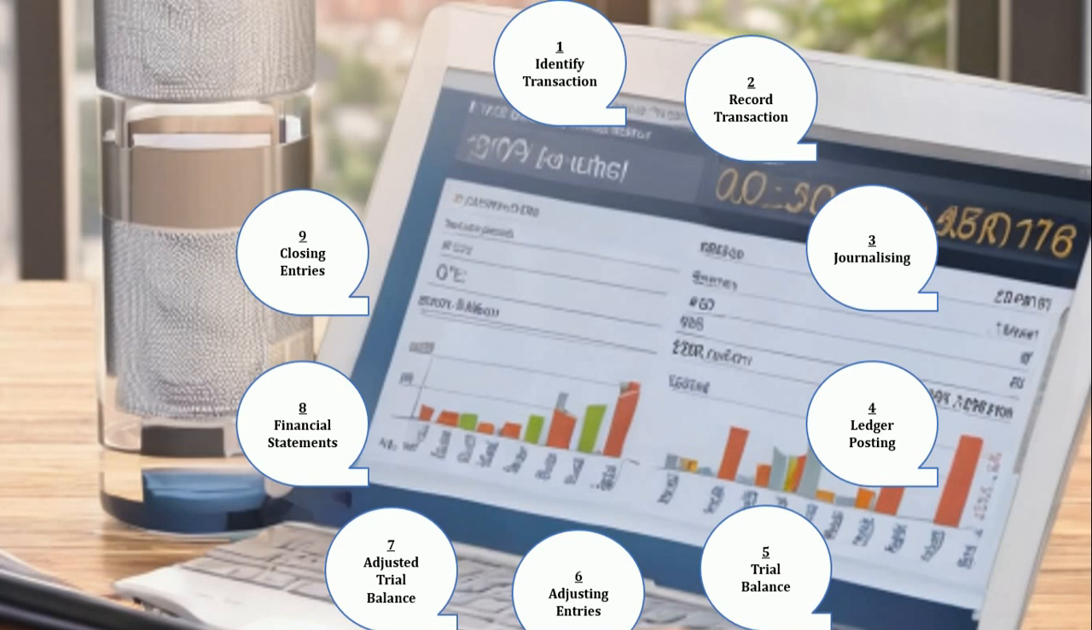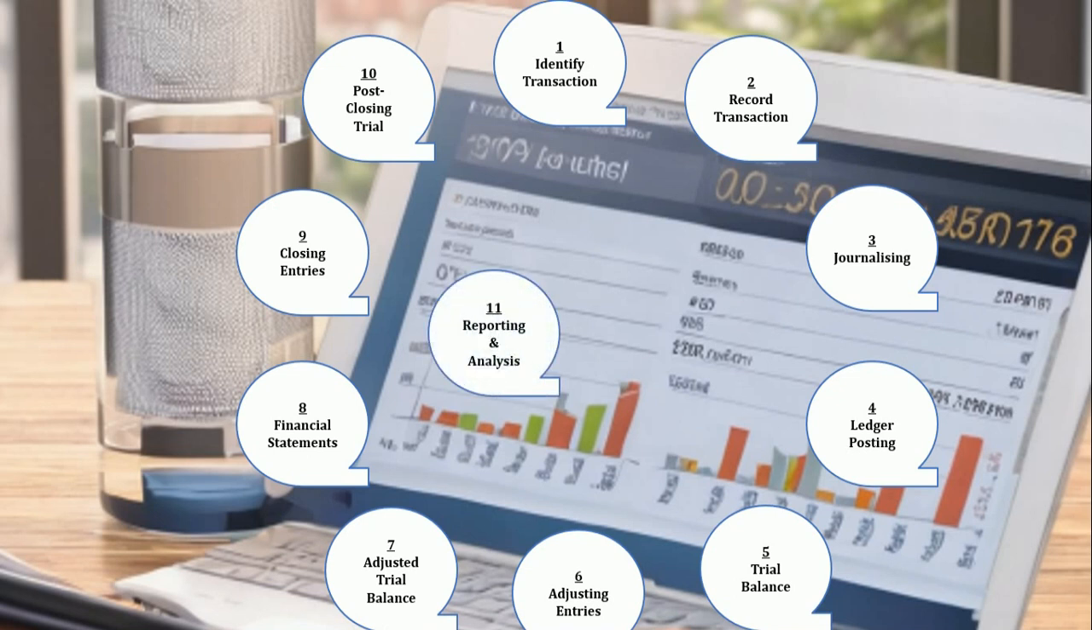Post closing trial balance. After closing entries are made, a post closing trial balance is prepared to verify that all temporary accounts have been closed and that only permanent accounts remain open. Reporting and analysis. The finalized financial statements are distributed to internal and external stakeholders. Financial analysts and decision makers use these statements to assess the company's financial performance, position, and viability.